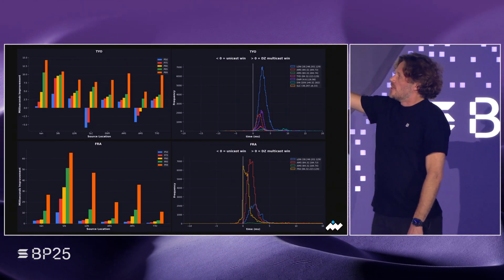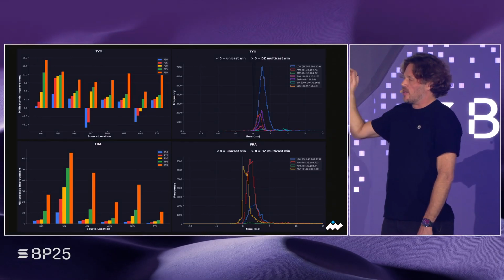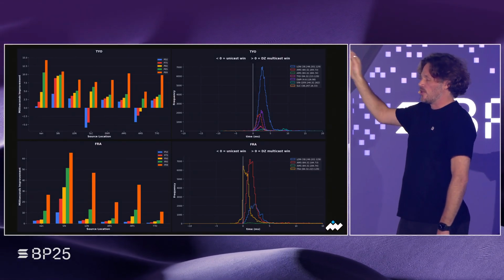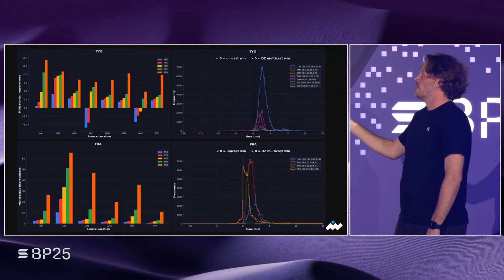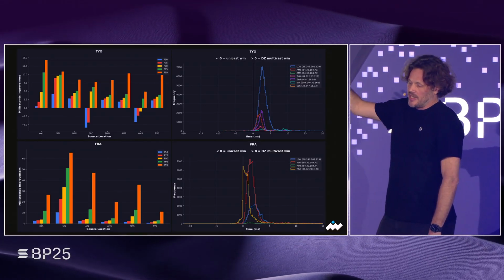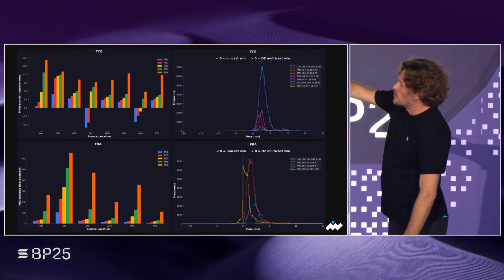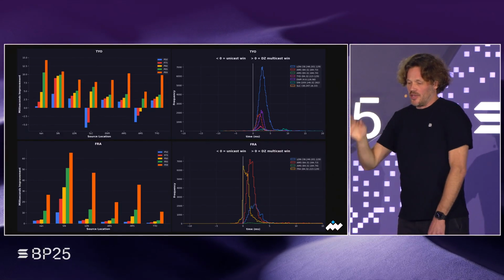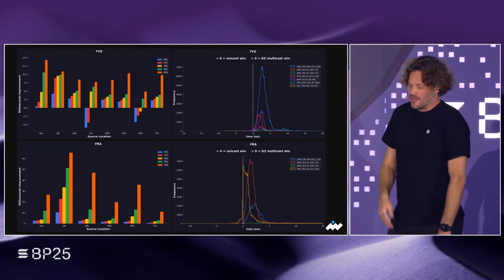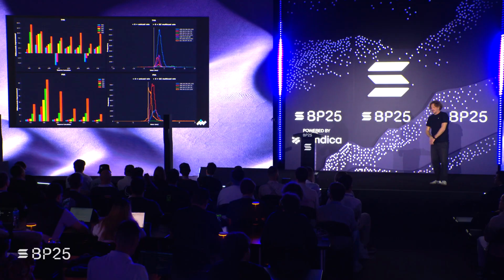But on the left side, we have Tokyo and we have Frankfurt. And on the right side, again, Tokyo on the top and Frankfurt on the bottom. And so you can see here that there's a substantial increase in millisecond improvements on both Tokyo and on Frankfurt. And Frankfurt even goes up to more than 60 milliseconds.